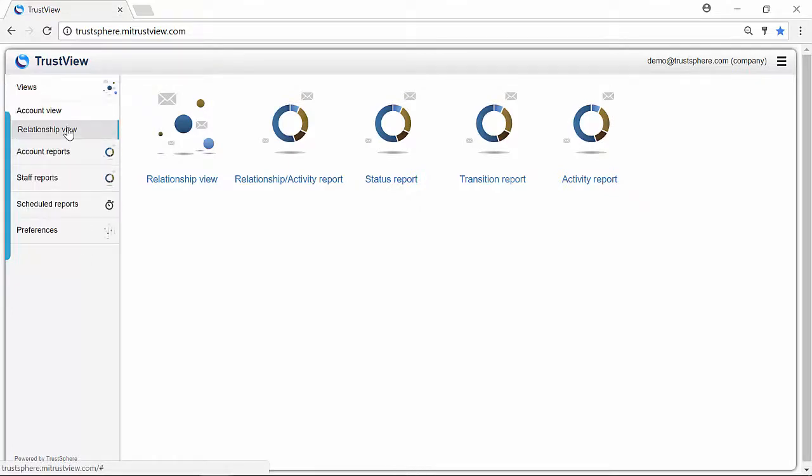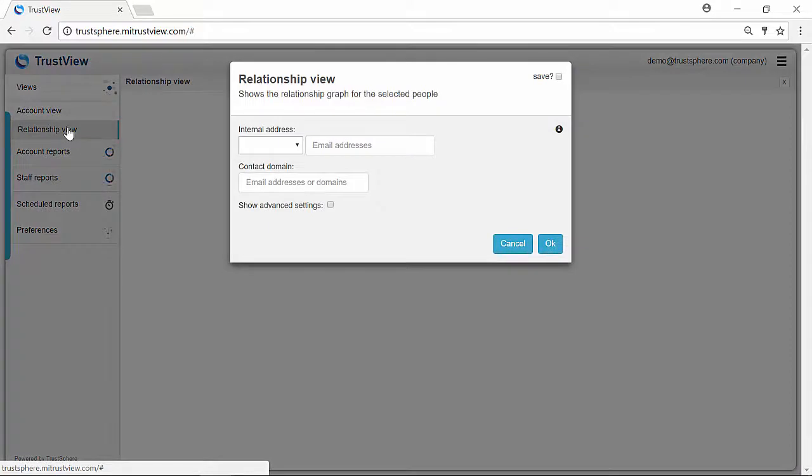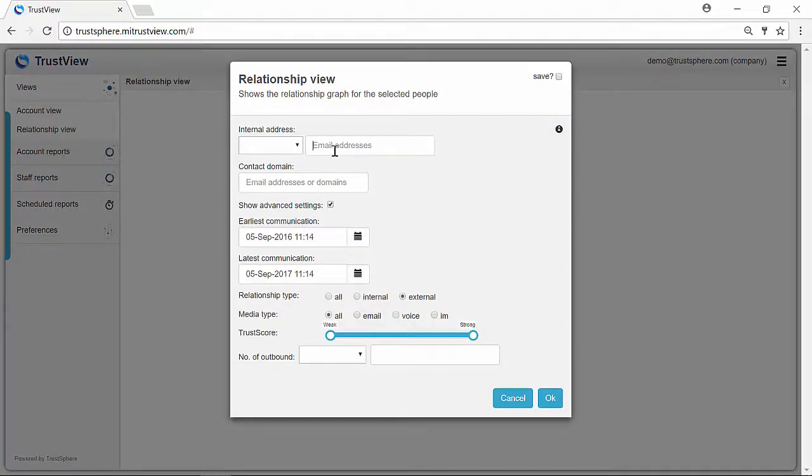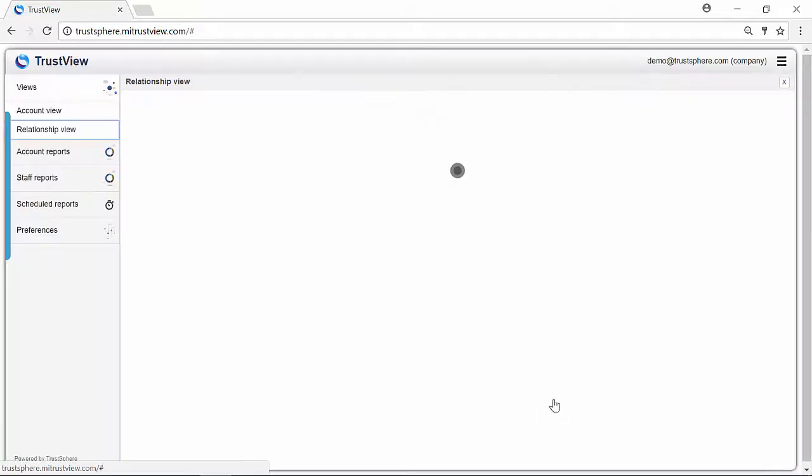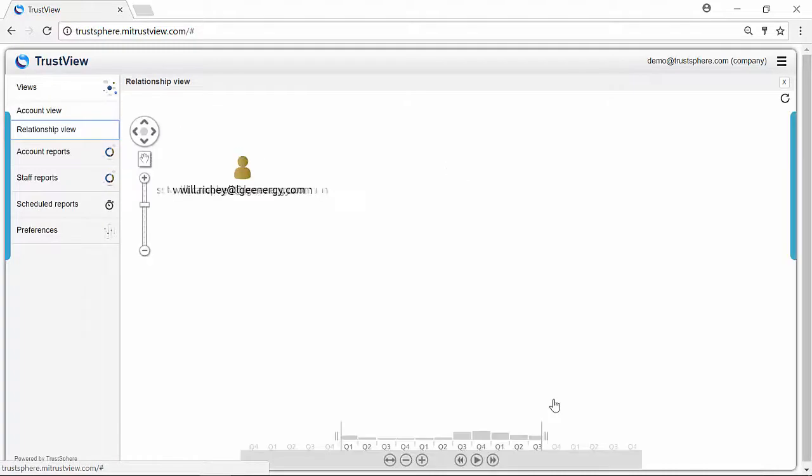The relationship view allows account managers to understand exactly what is happening with a particular client or account and provides you with a set of analytics to further your decisions. Here, we are looking at our demo company's relationships with LGE Energy. What we are able to do is to surface any relationships that our organization has with anyone at LGE Energy.